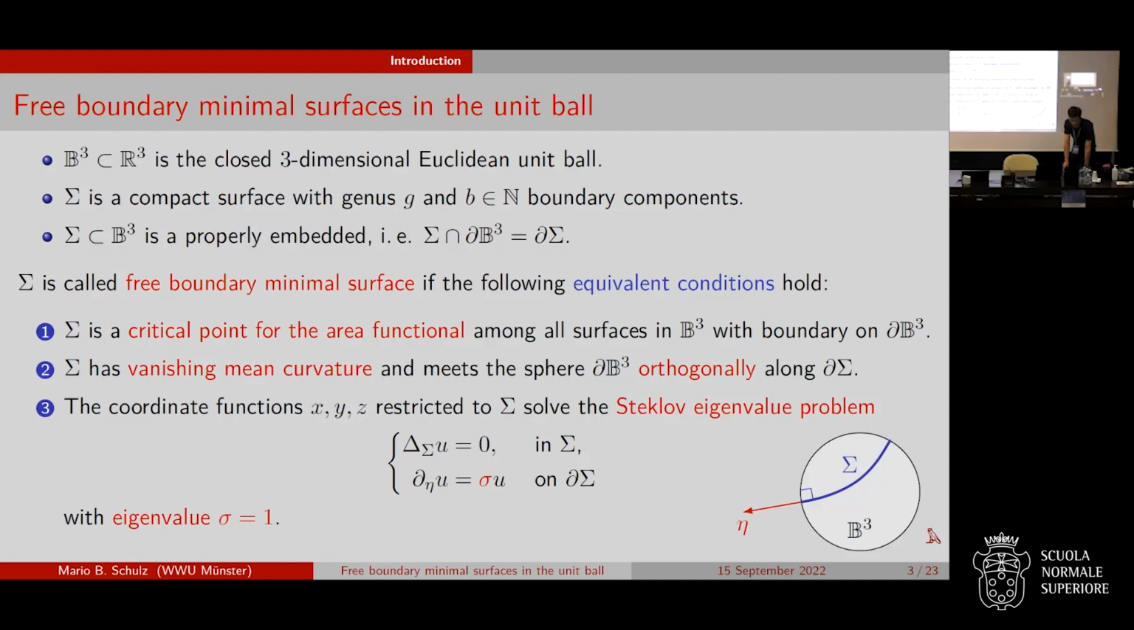No, you can formulate this problem in higher dimensions as well, and you get a similar definition. Yes, this works in high dimension also. One of the reasons why we restrict to the 3-dimensional case is that we have a very easy classification of topology. For surfaces, it's enough to give the genus and the number of boundary components, and that's it. In higher dimensions, you can of course ask for free boundary minimal hypersurfaces, but this is already too complicated. So this situation has exactly the right complexity, as we will see during the talk.